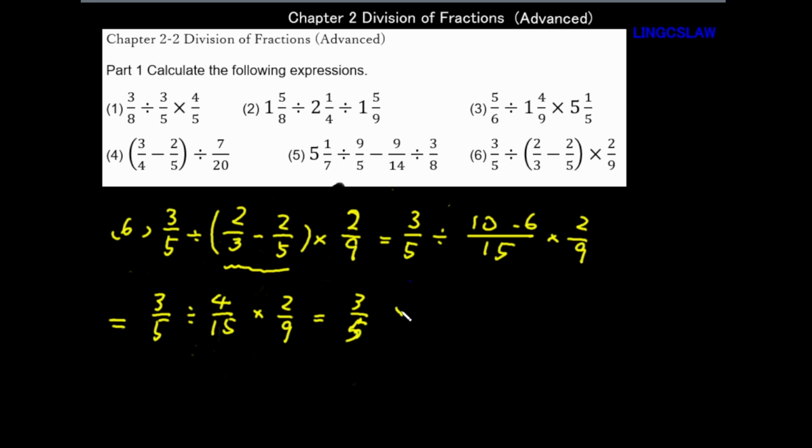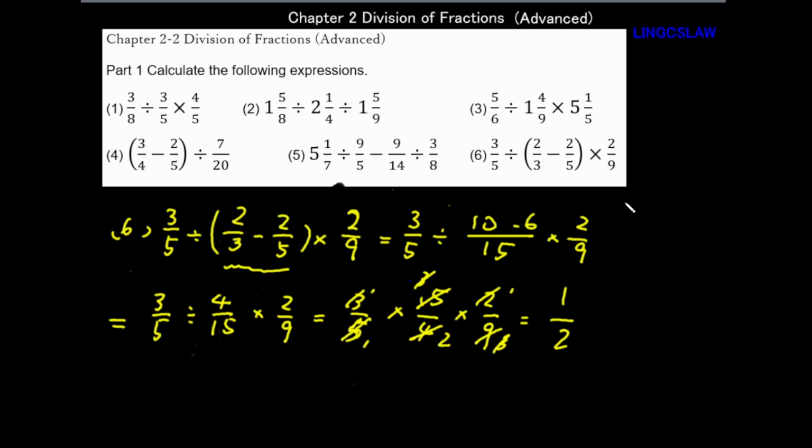3 over 5 times, now switch the denominator and numerator, 4 times 2 over 9 equals. Okay, let's reduce 3 and 1, 3 and 1, 2. So 1 times 2 times 3 equals 6, and 1 times 3 times 1 equals, okay, 3 and 3. So not this one, but the answer will be 2 and 1. 1/2 is the answer.